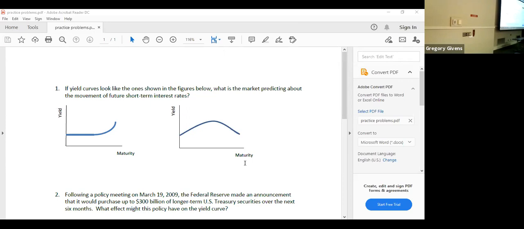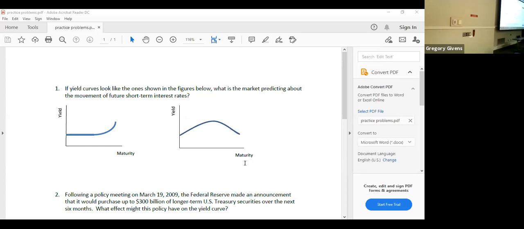What do you think is the likely future path of short-term interest rates, if that's what the yield curve looks like today? Levi? Be careful now. I want you to view this through the liquidity premium theory of the term structure, not the pure expectations theory, right, Brian?